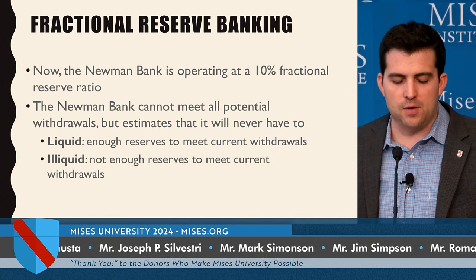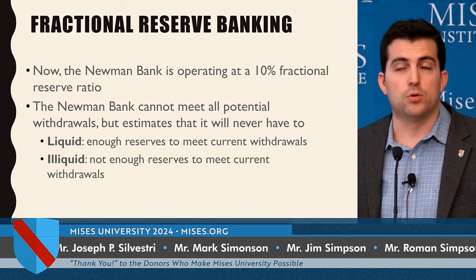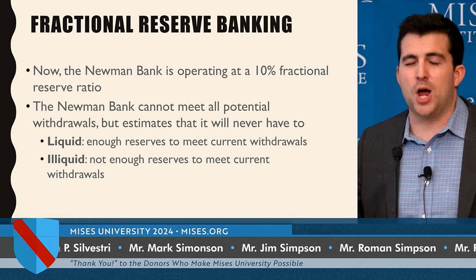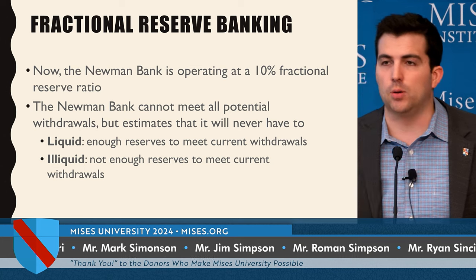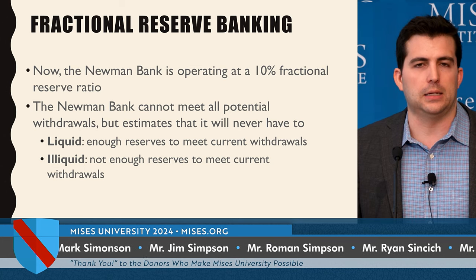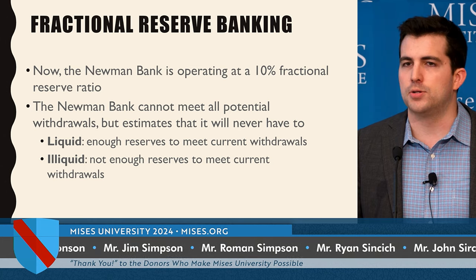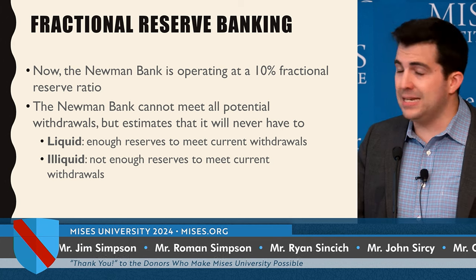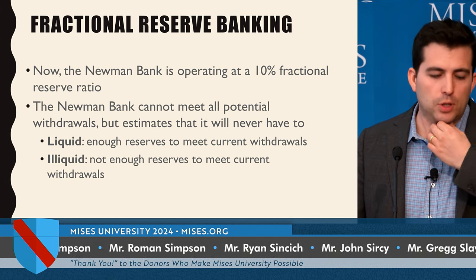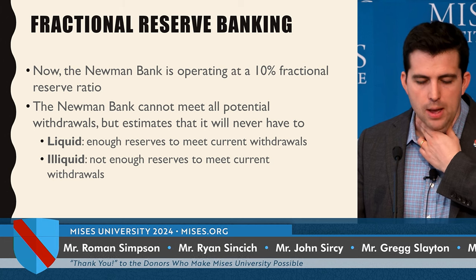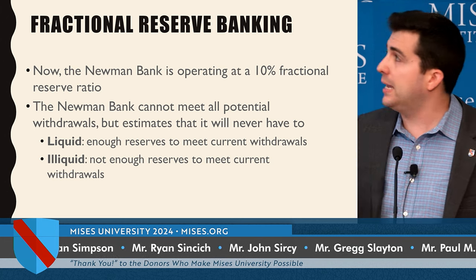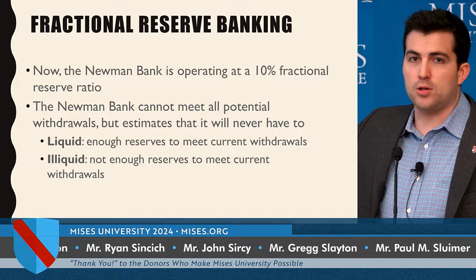Illiquid is when there are not enough reserves to meet current withdrawals. So if, say, people want $100,000 in gold, I can't do it. The Newman Bank cannot meet their demand, right? So I would then need to sell my assets. I need to raise money really quickly, or I would have to go bankrupt, right? So a fractional reserve bank is always, out of all potential withdrawals, illiquid because, by definition, it's a fractional reserve. But the bank is going to estimate that it will never have to pay out all of those claims.